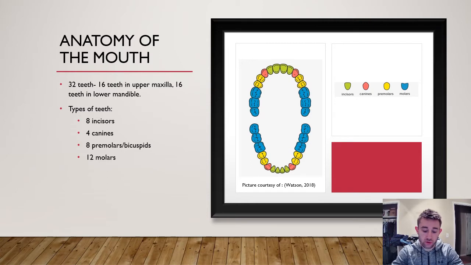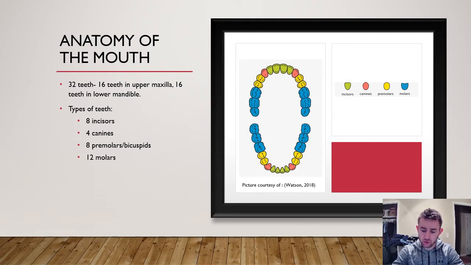Next are the premolars or the bicuspids. Humans have 8 premolars, 4 on the top, 4 on the bottom. These are represented by the yellow teeth. So 4 premolars up top, 4 premolars on the bottom for a total of 8. These are used for tearing and crushing food.